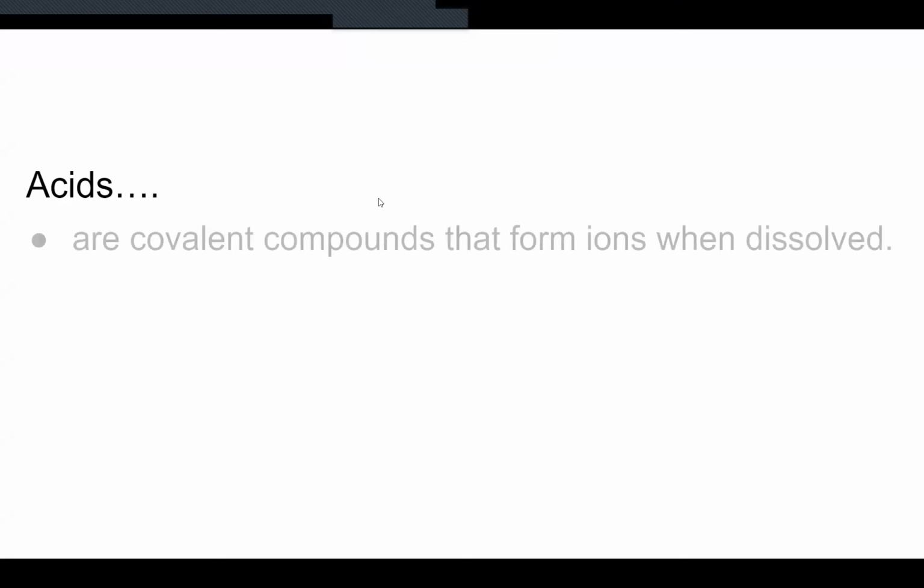In this video, we're going to talk about acid strength and dissociation equations. Let's review some things that we know about acids. Acids are covalent compounds. Their formula consists of nothing but nonmetals. But they're special covalent compounds. They're ones that form ions when they dissolve.